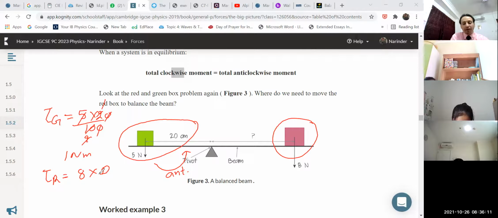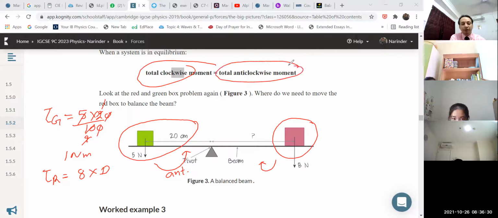So here on the right hand side, the red box will rotate in the clockwise direction about the pivot point. Now apply the principle of moments, which states that if you want the object to be in equilibrium, then the clockwise moment should be equal to the anti-clockwise moment. So we have the condition of balance: 1 Newton meter is equal to 8 into D.